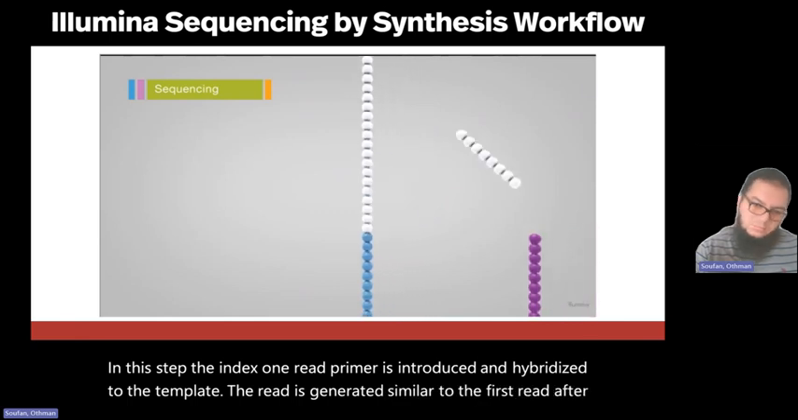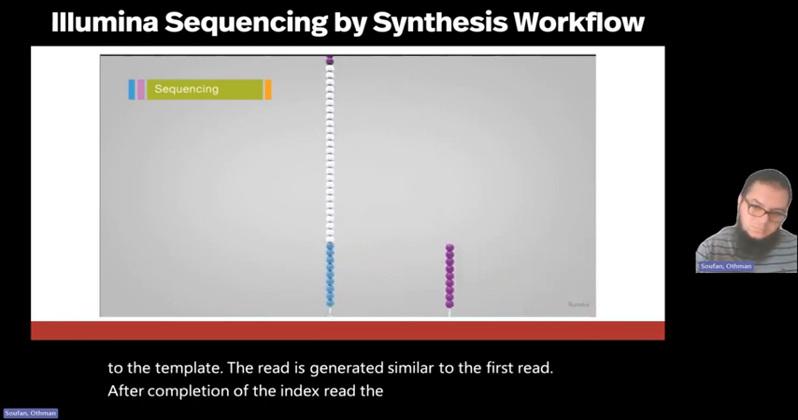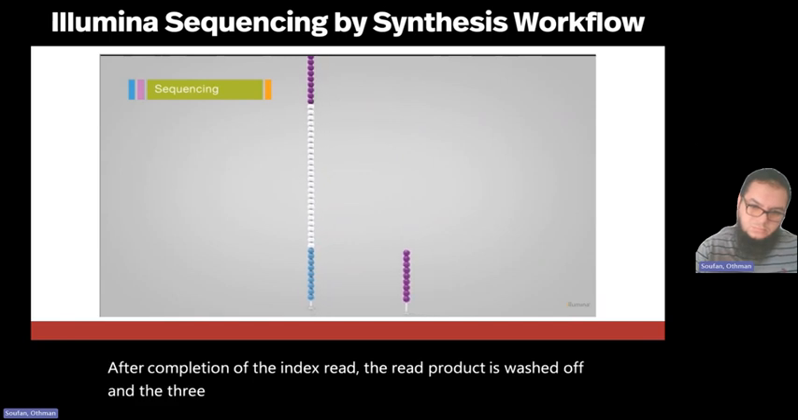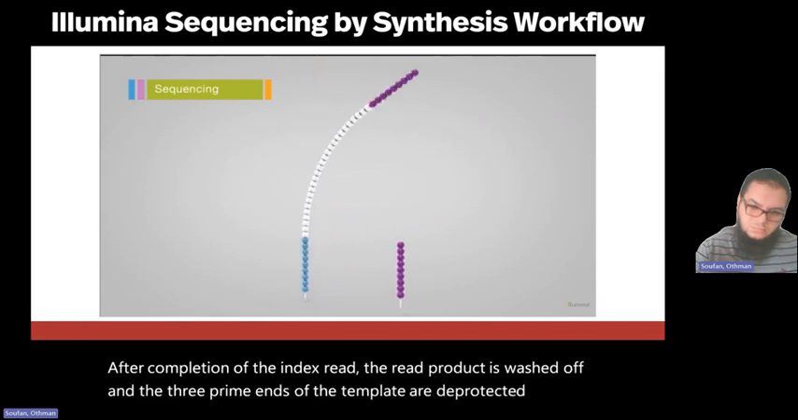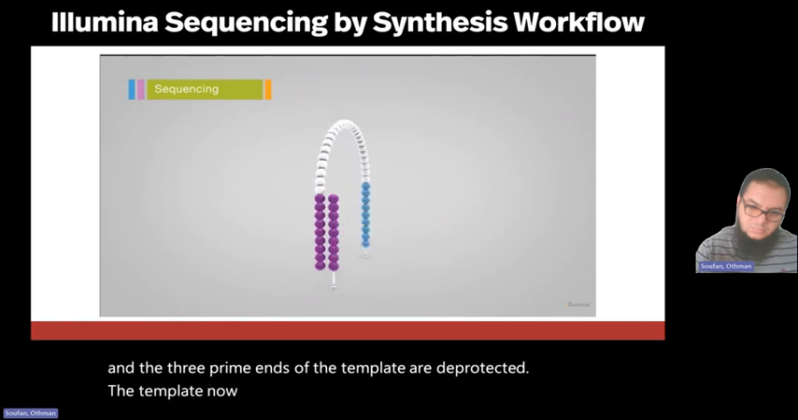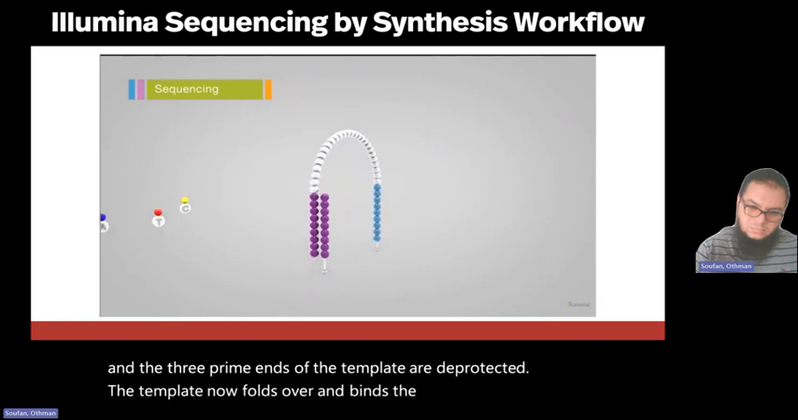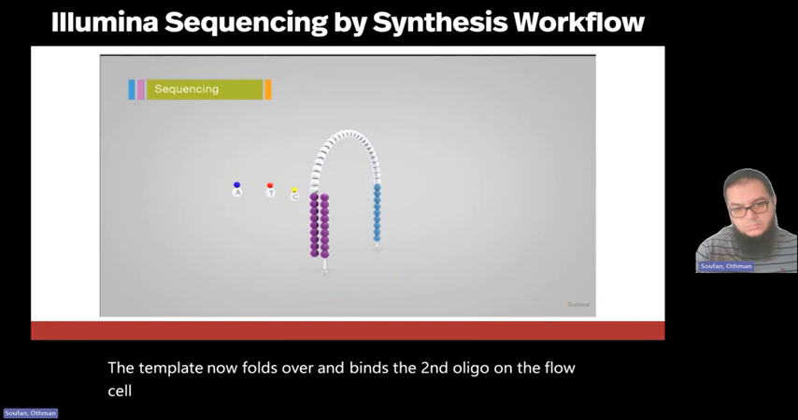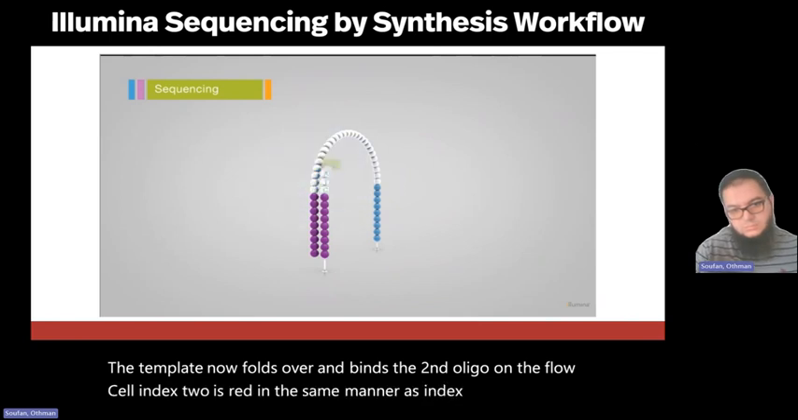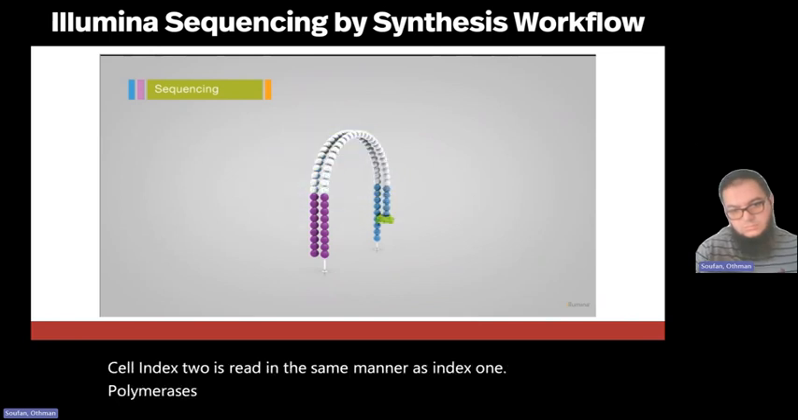After completion of the index read, the read product is washed off and the 3' ends of the template are deprotected. The template now folds over and binds the second oligo on the flow cell. Index 2 is read in the same manner as index 1. Polymerases extend the second flow cell oligo, forming a double-stranded bridge.